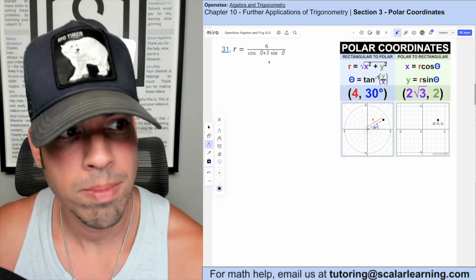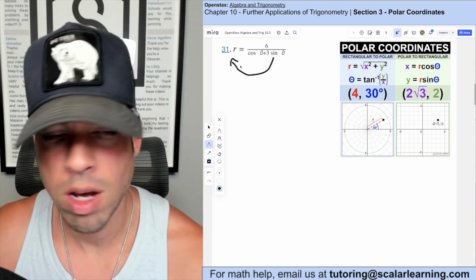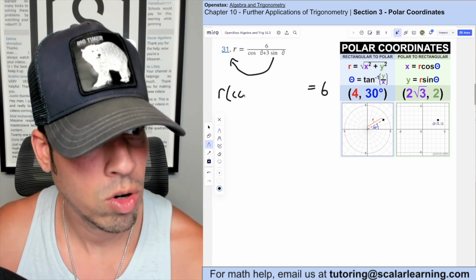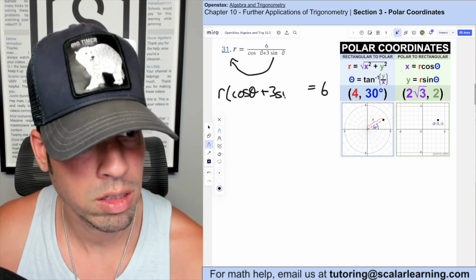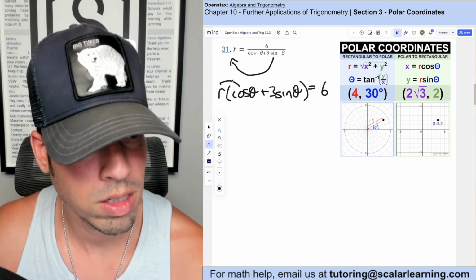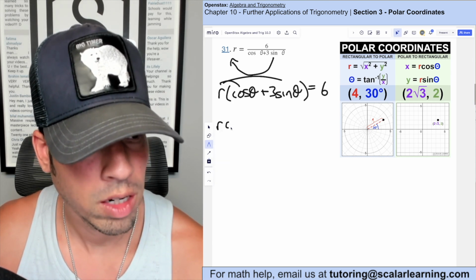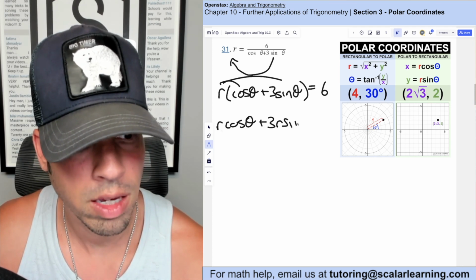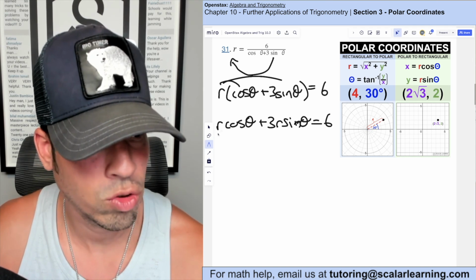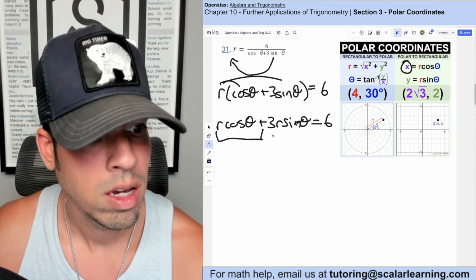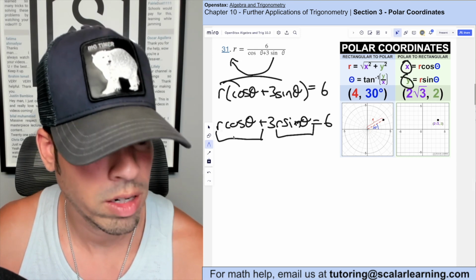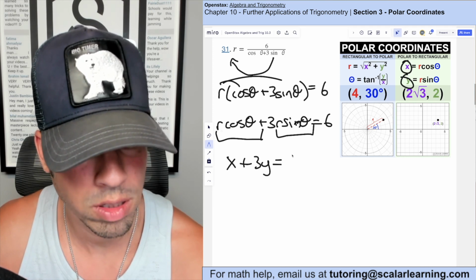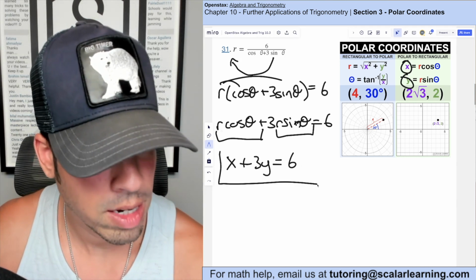Done. So for this one, the way I'm going to start is I'm going to multiply this denominator onto the left side. So then we have 6 equal to r times cosine theta plus 3 sine theta. And the reason why this is great is because then I can distribute the r like so. Then I got r cosine theta plus 3r sine theta is equal to 6. And this looks great because r cosine theta, that's x. R sine theta, that's y. So now I can replace those with x plus, again, that's y, 3y equals 6. And that's it. That's the equation of a line. That's how you do it.